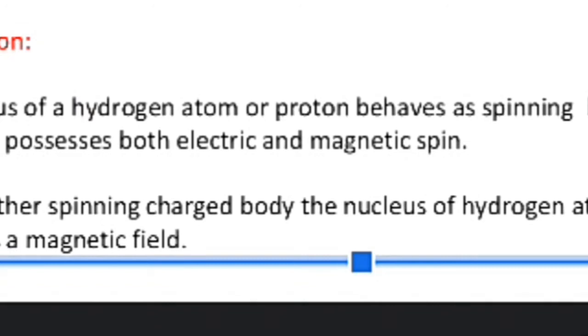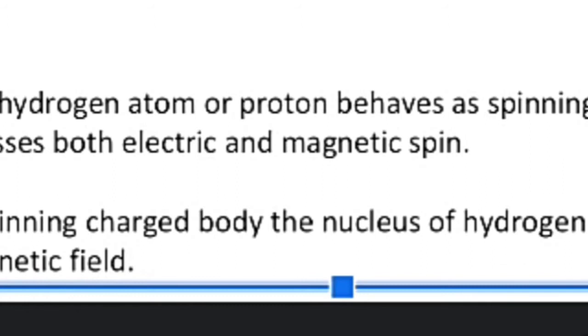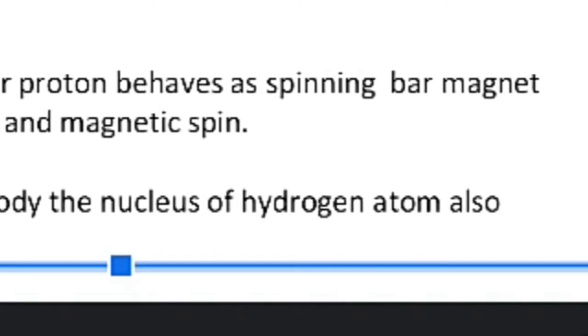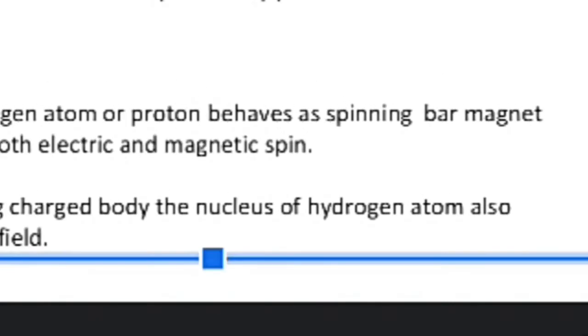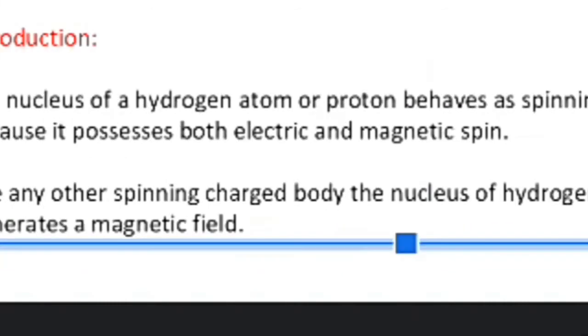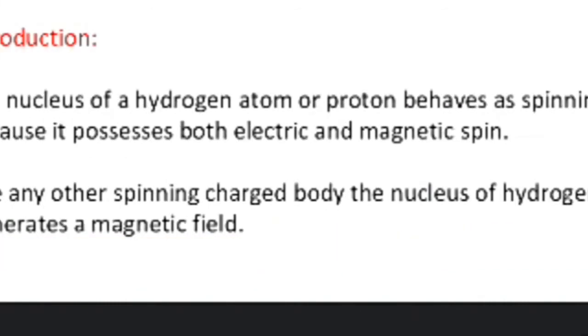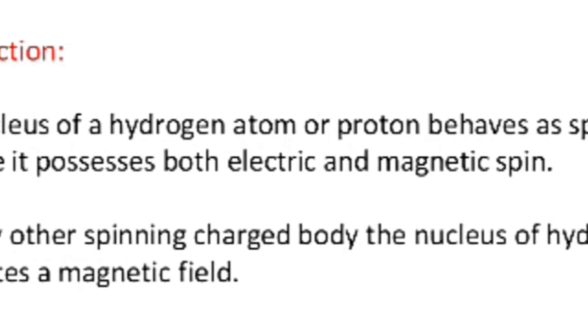The spectra which is used to elucidate the structure of an organic compound. So, the nucleus of hydrogen atom or proton behaves as a spinning bar magnet because it possesses both electric and magnetic spin.